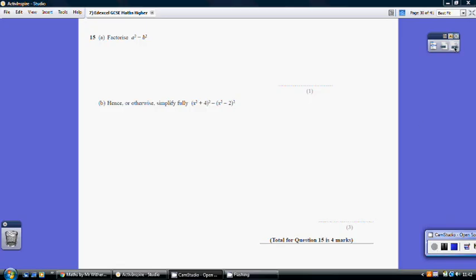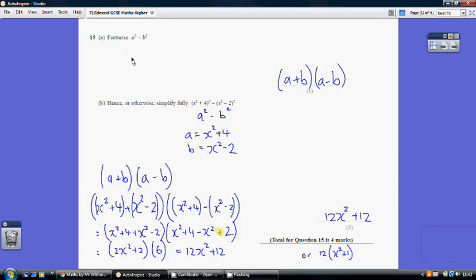Question 15. So this is one of these difference between two squares. You've really just got to have seen it before and know how it works. So this equals a plus b times a minus b. And once you know it, you can see it, because a times a would be the a squared. A times minus b is minus ab. But b times a is plus ab. So those two middle terms will cancel out. And then the final term will give us our minus b squared.